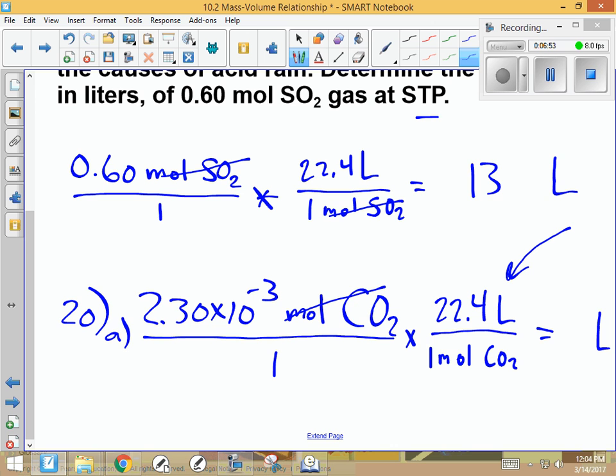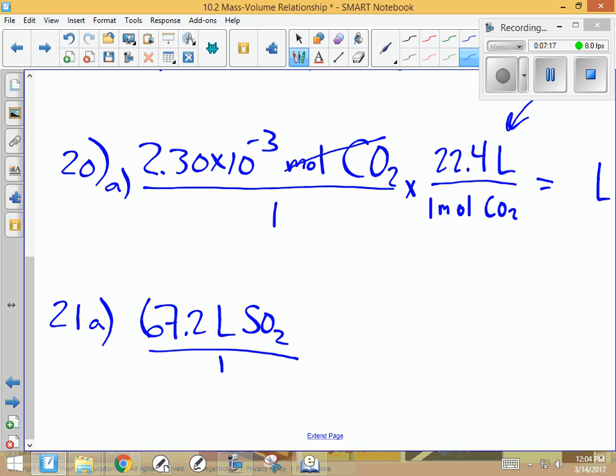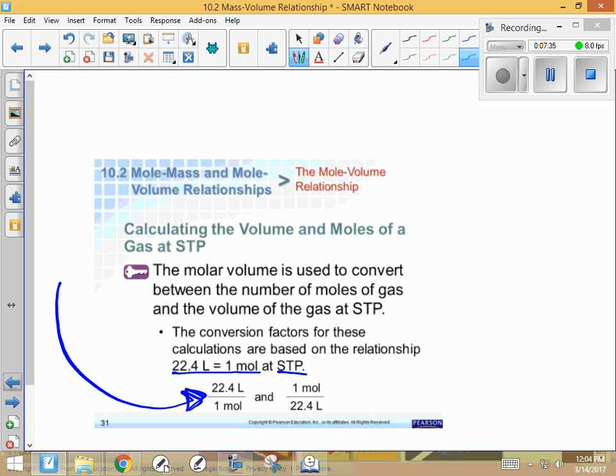So go ahead and work those after I show you how to work 21A, which is very similar to B and C. So once you know how to work 21A, you'll be able to do this. At standard temperature and pressure, how many moles are there in 67.2 liters of SO2? 67.2 liters of SO2 gas. I'm putting it over 1 so I can remember that it's an equation. And I have liters on top. I want to get moles as my answer. So on my conversion factor, going back to the conversion factors, which one of these two am I going to use?